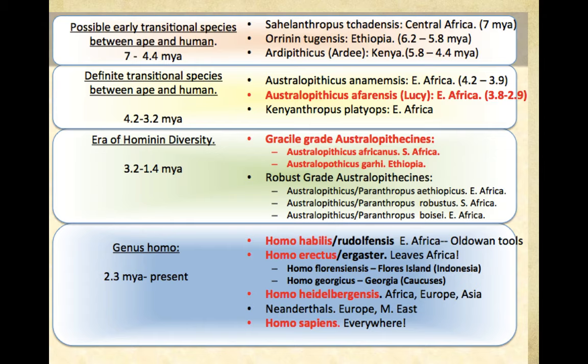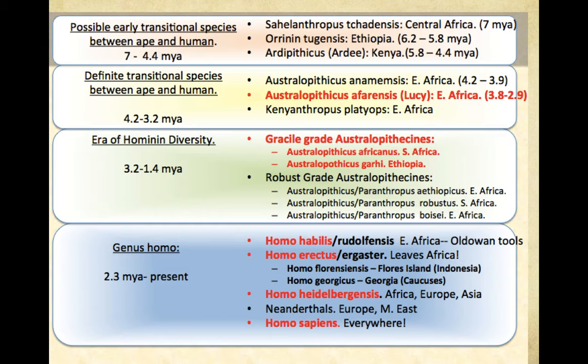The third grouping is the era of hominid diversity, which is a time period in which there were many different kinds of hominids living all over Africa. And so we call it the era of diversity. And that's from about 3.2 to 1.4 million years ago. And that includes gracile grade Australopithecines and robust grade Australopithecines. So you'll see under the gracile grade, Australopithecus africanus and Australopithecus garhi.